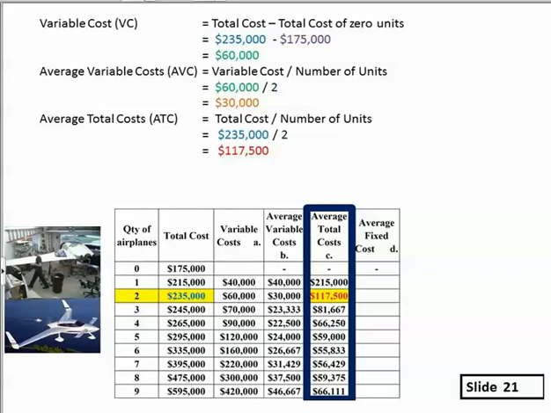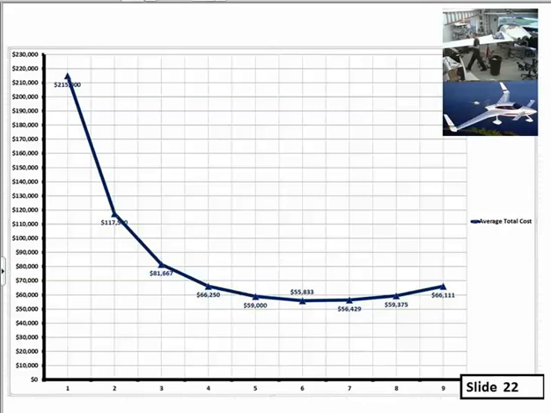Okay? And we see the curve for average total cost starts off really high up in here. And again, if you remember our pie example, if we only produced one pie, it would have to bear all of the fixed cost. Well, the same thing's true here.